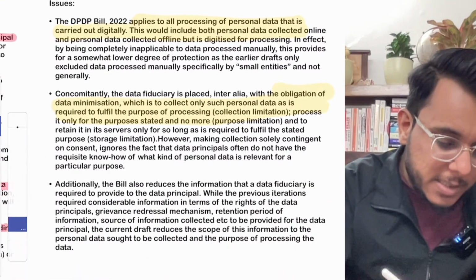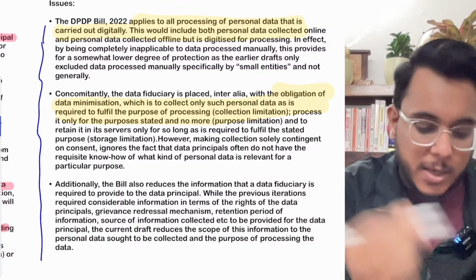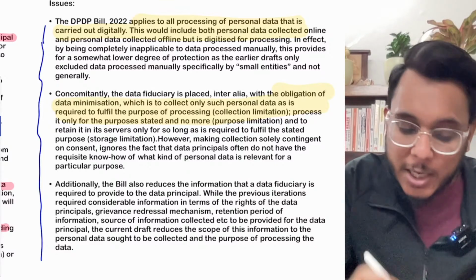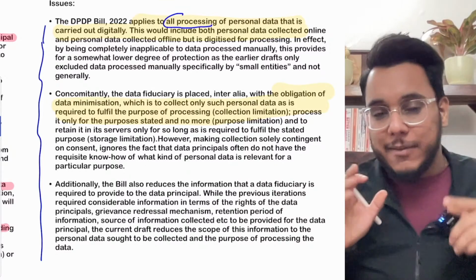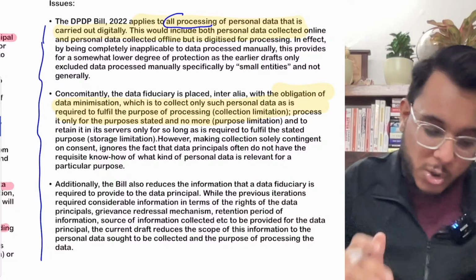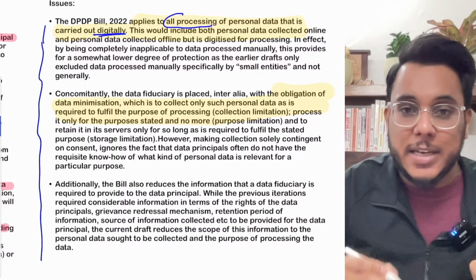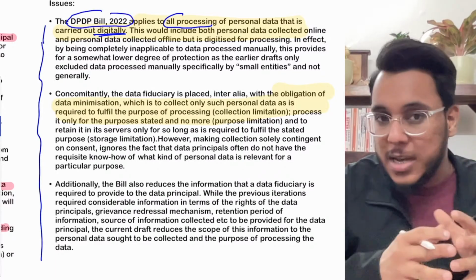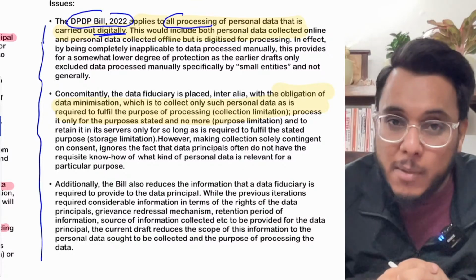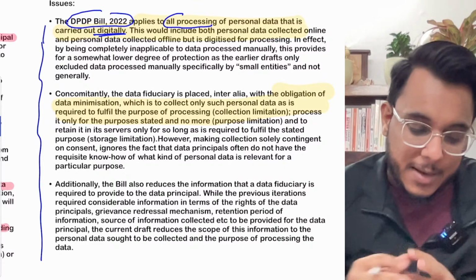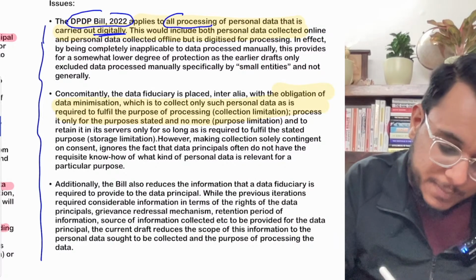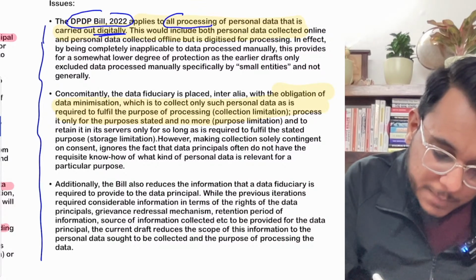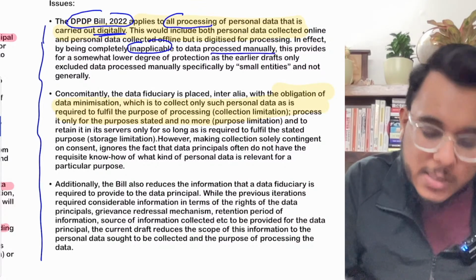Now, what are the criticisms of this particular bill? The first criticism is that in the bill it has been provided that it will be applicable to all data processed digitally. Wherever your data is being processed digitally, the provisions of this Draft Personal Data Protection Bill 2022 will apply. But what about the manual processing of data? It has provided that it is inapplicable to data processed manually.